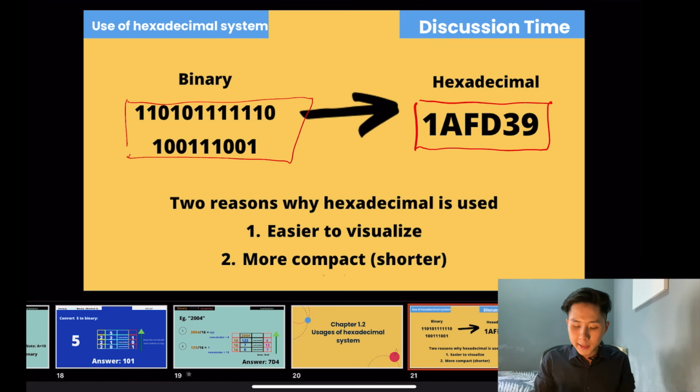There are two reasons why they are used. The first one is, as you can see, hexadecimal is easier for us to visualize. There are a lot of 1s and 0s here in binary. It will be difficult for programmers or computer scientists to read data in this way. Instead, it's easier for us to look at the hexadecimal value, which leads us to the second advantage of hexadecimal, which is that it is more compact and shorter. Remember, 4 binary digits is equal to 1 hexadecimal digit. So that reduces the length of the data by 4 times when we use hexadecimal.